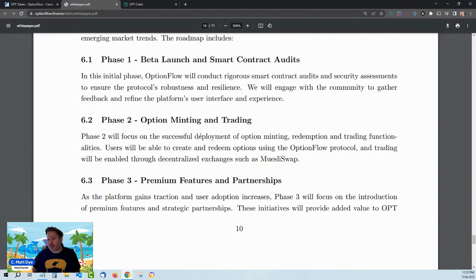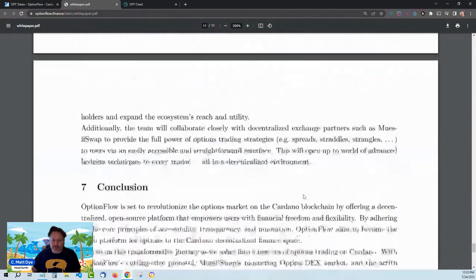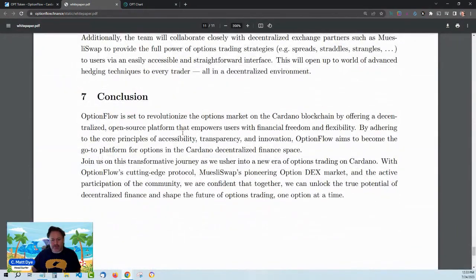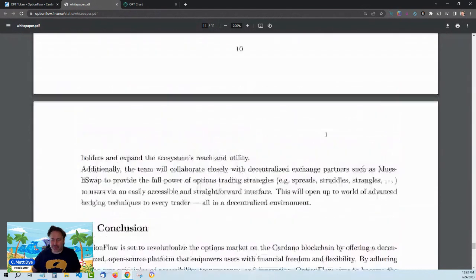Phase 2 is going to be option minting and trading. That's going to be super fun. And to me, I think options are pretty profitable. I'm going to go over them in a little bit just to give you a little basis and why I'm excited. Phase 3 is going to be the premium features and partnerships. So that's going to be a lot of fun. And in conclusion, it's set to revolutionize the options market on the Cardano blockchain. There is no options market, so even making this is revolutionary. So pretty cool. I am very hyped about it.